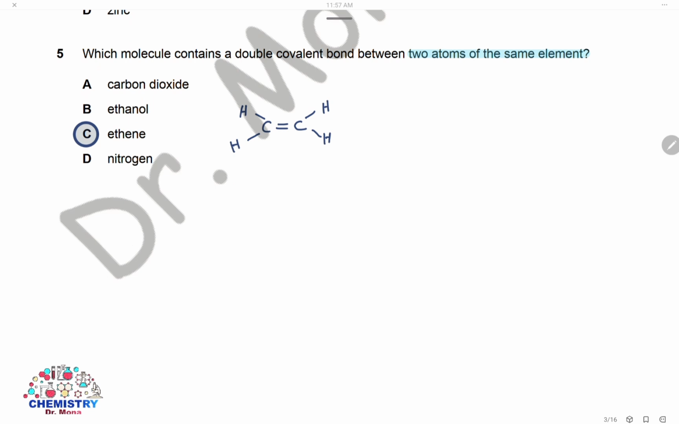Which molecule contains a double covalent bond between two atoms of the same element? So we need the double bond to be between the same element. Here, the first one, carbon dioxide, the double bond is between carbon and oxygen, which are of course not the same element, so it is not carbon dioxide. Ethanol doesn't have any double bond. Ethene has a double bond between two carbon atoms, as we can see here, so the answer is ethene, the double bond formed between the same element, two carbon atoms, so the answer is C.